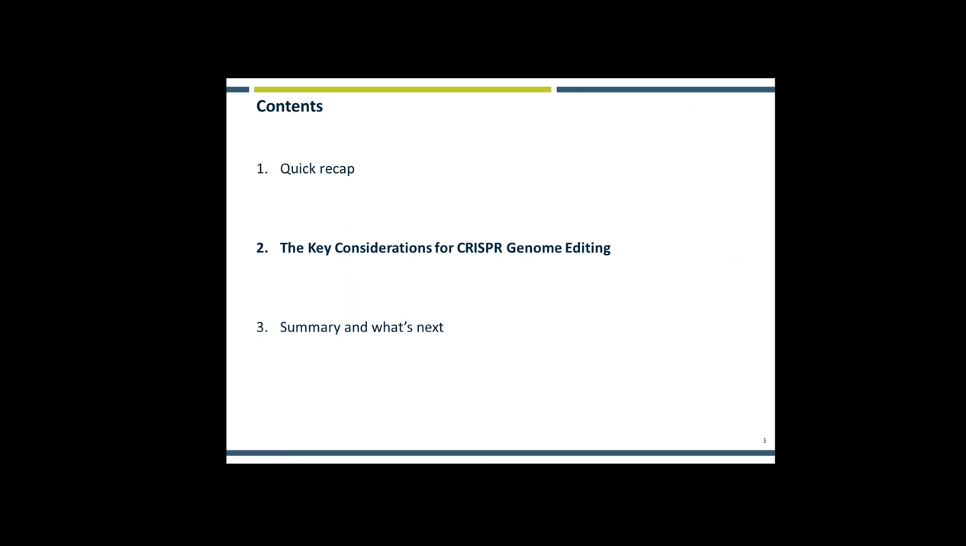But really what I want to spend the vast majority of the webinar today focusing on is the key considerations for planning and executing a CRISPR genome editing experiment. And I'm going to be using mammalian cells as a model system, if you like, to describe how we would think about things at Horizon. But I would argue that some of the fundamental considerations would apply no matter which system you're working in. And then finally, I'll just wrap up with a sort of teaser, if you like, for what we're going to be talking about next week.